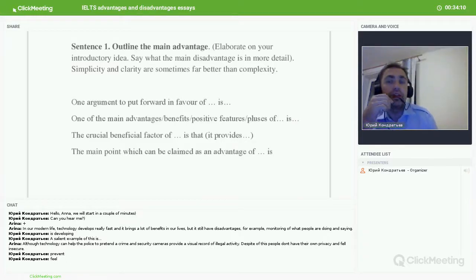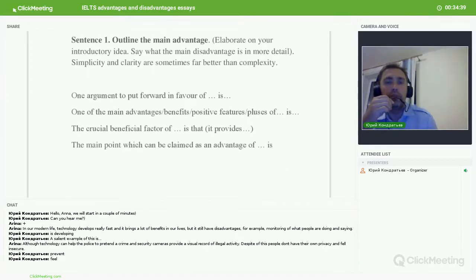Here are some expressions that can be used here. One argument to put forward in favor of something is something. One of the main advantages, benefits, positive features, pluses of something is this and that. The crucial beneficial factor of something is that it provides something else. The main point, which can be claimed as an advantage of using security cameras, surveillance cameras, CCTV cameras, is this and that. So this is the first sentence.